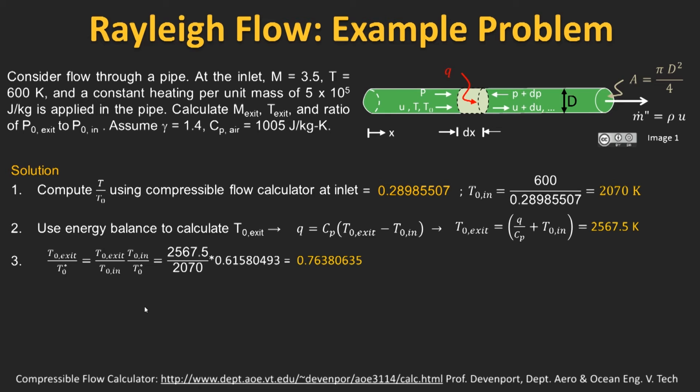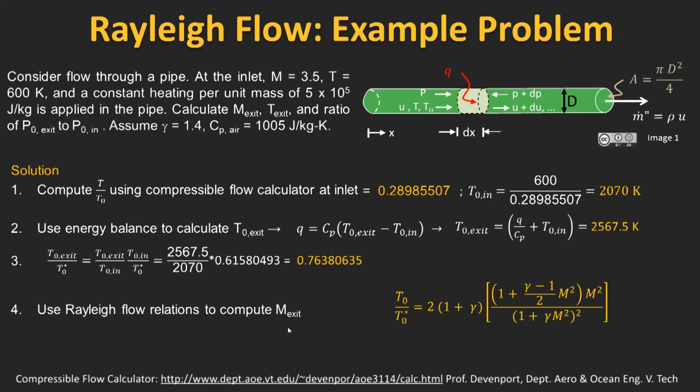We can do the same thing and apply Rayleigh flow relations again, and let me remind you what that is in a second. What we're going to do is take this value of T naught exit over T naught star and use that to compute the Mach number. And we know that behind the scenes, this compressible flow calculator, when it does Rayleigh flow calculations, is using this mathematical expression that we derived in our theory part of this course.